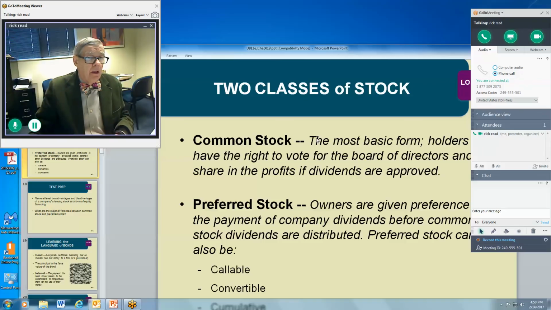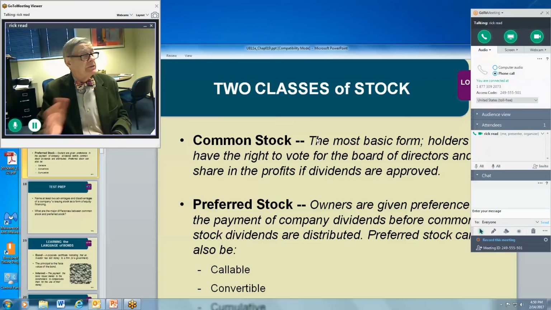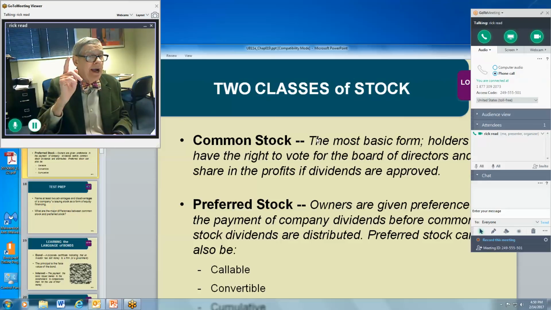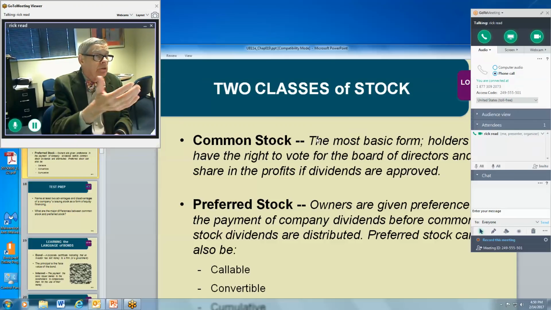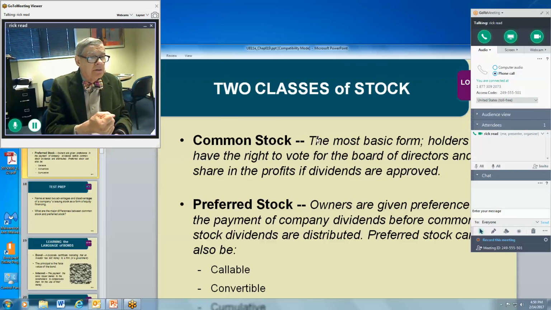A preferred stock owner is exactly what the word preferred says or means, that they have a higher standing. So those folks get first dibs on dividends, and they can also do certain different things. They could be callable, and you'll understand that when we get to callable bonds. They can be convertible. You can convert them to other type securities, and they can also be cumulative.